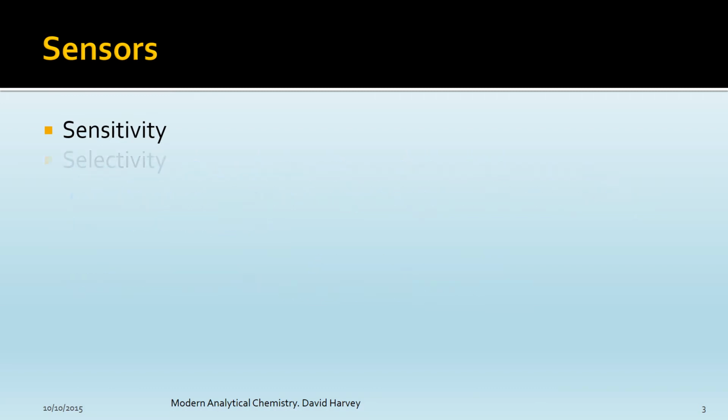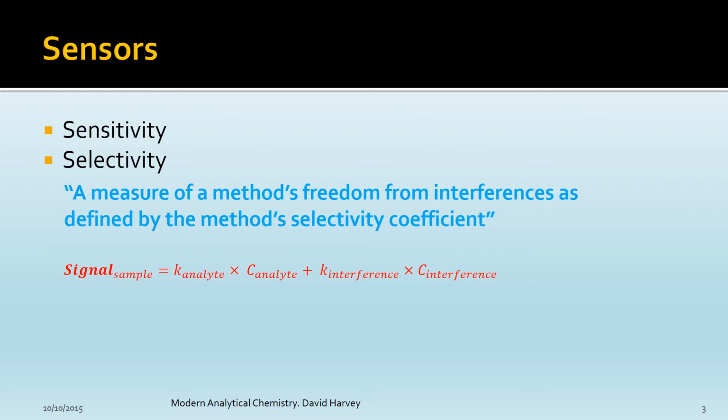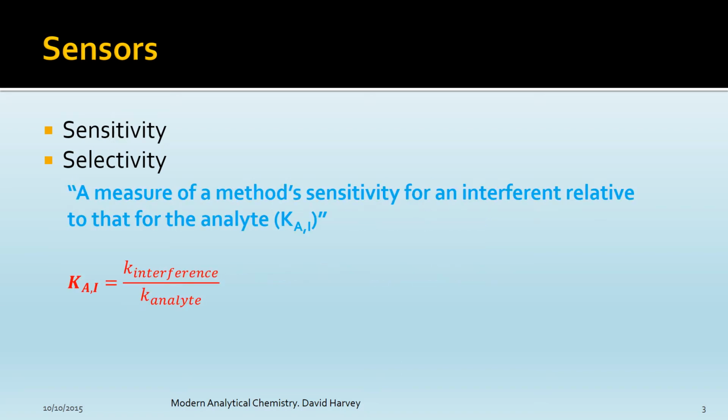Selectivity is a measure of a method's freedom from interferences as defined by the method's selectivity coefficient. We know that the signal of a sample comprises the analyte and also the interference, which can be written in mathematical terms as sensitivity of analyte times the concentration of analyte plus the sensitivity of interference times the concentration of the interference. A measure of a method's sensitivity for an interferent relative to that of the analyte is given by K subscript A, I, which is equal to sensitivity of interference over the sensitivity of analyte.